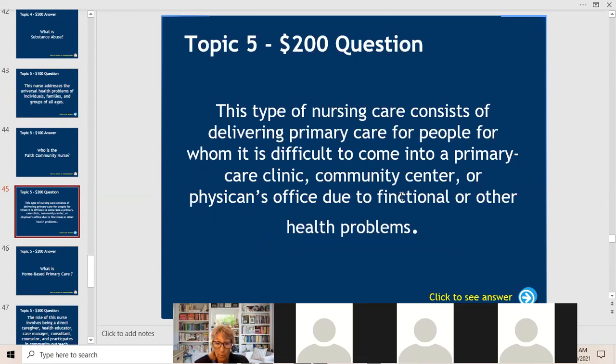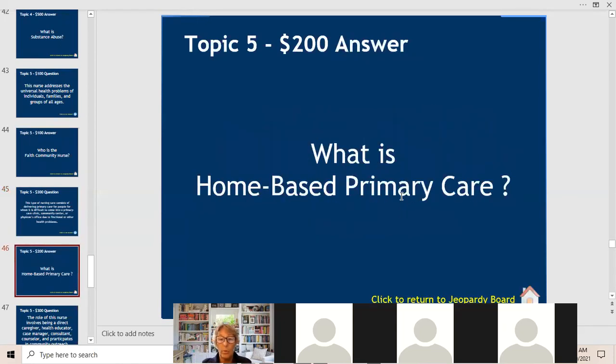And remember, when you read this question, these are clients that cannot get out. Home health nurse. Well, home health, but what kind of home health? Remember the different kinds? Here's your answer: primary care, right? You're having to go out, yes, you're a home health nurse, but you're home-based primary care because they can't get to the clinic, they can't get to the office.